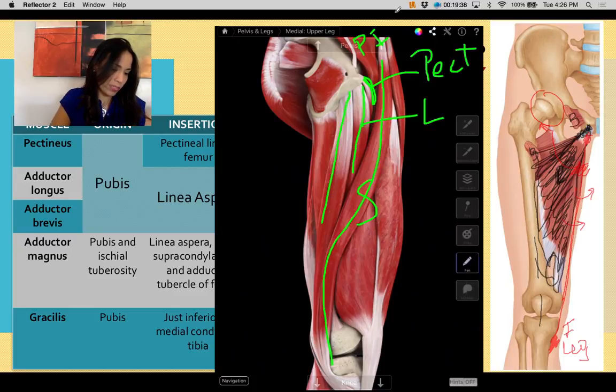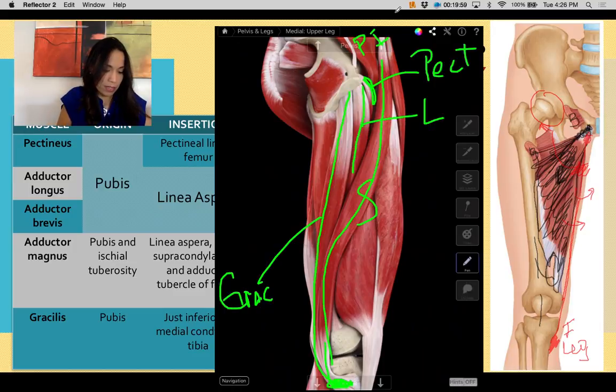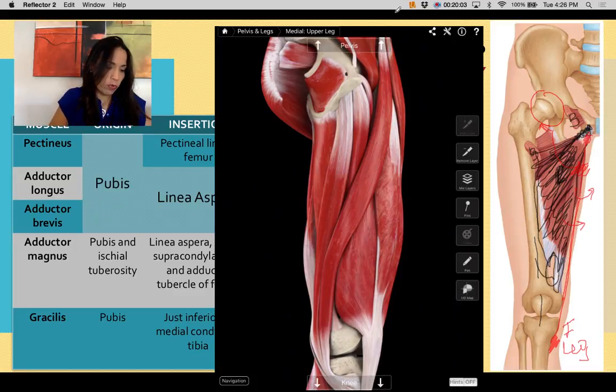Look at the gracilis. Remember I told you it has almost the same insertion as the sartorius. So the sartorius and gracilis, guys. This is gracilis, with the same insertion as the sartorius, spanning the knee joint.